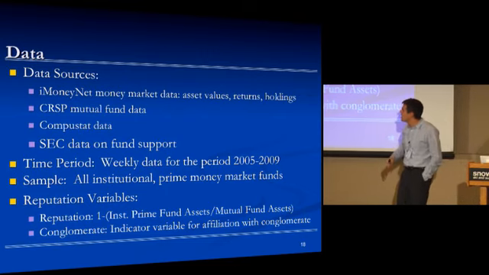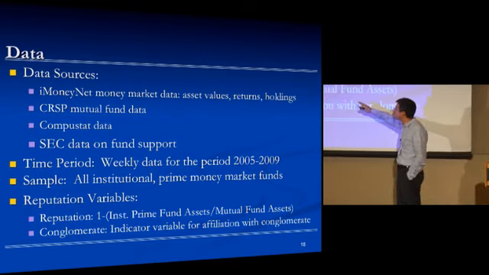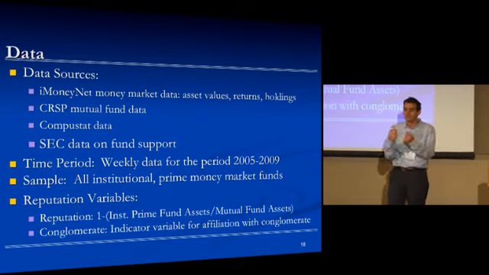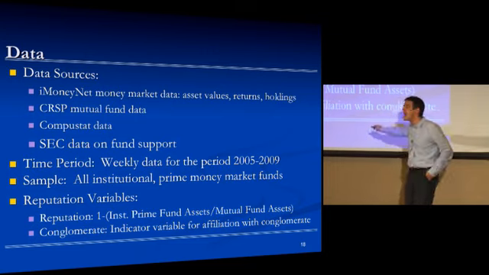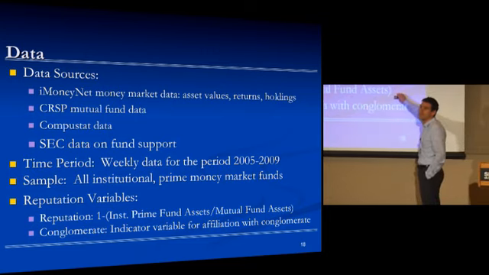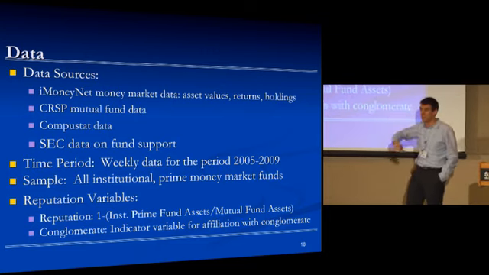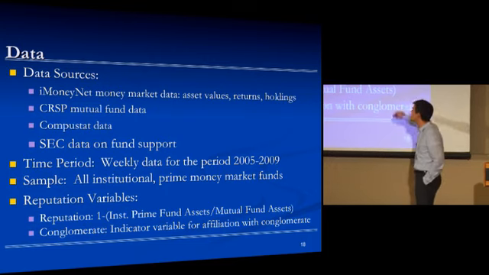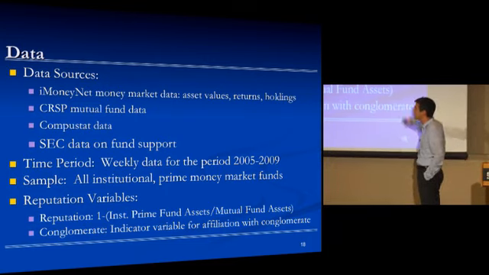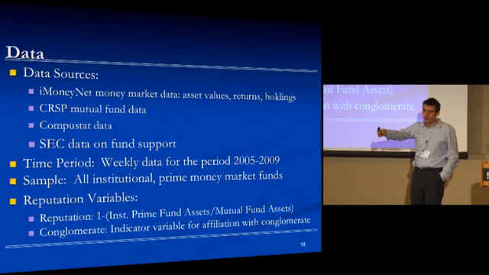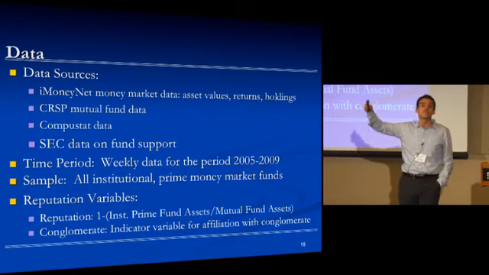So the first one is 1 minus the institutional prime fund assets relative to total assets. You can think of that measure as saying, well, if this is very high, I have a lot of other mutual funds, so bond funds, equity funds. I have a lot of reputation at stake. So that's going to be at the level of the mutual fund organization. And then some of these mutual fund organizations are going to be affiliated with larger financial conglomerates.